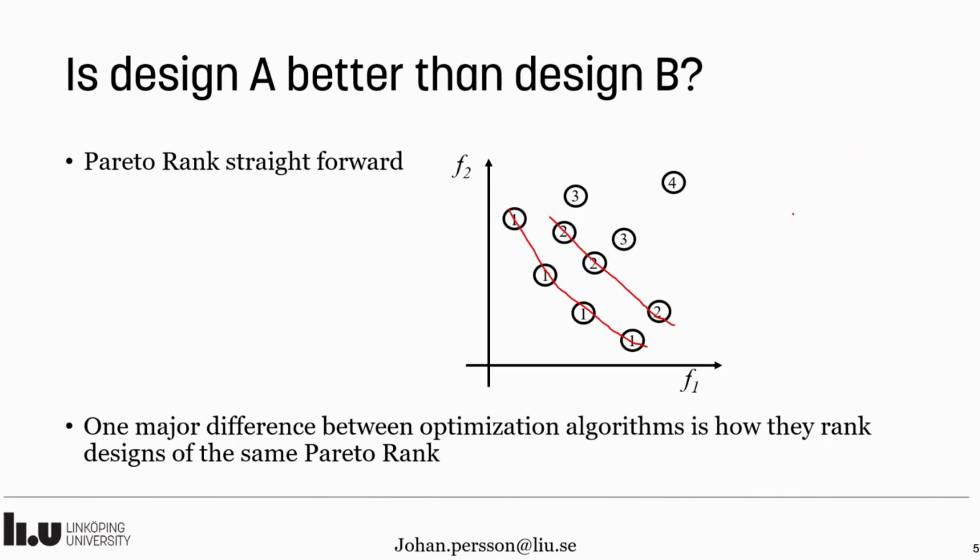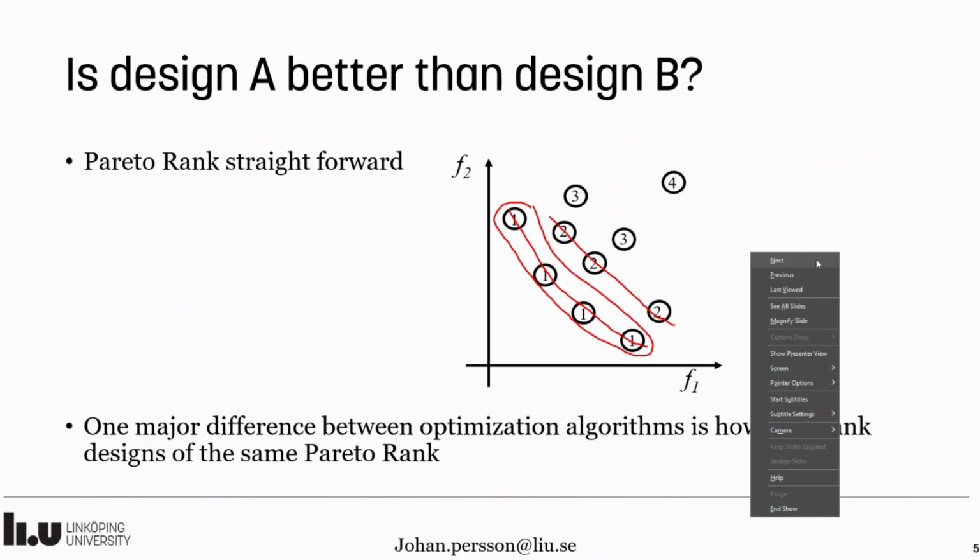So the difference then is how the different optimization algorithms should rank the designs of the same rank. In this case, we have 4 different points of Pareto rank 1. Let's say that we only would like 3 points to be carried over to the next iteration or generation. Then we need to determine which of these 4 points we do not want to have. And how to do that operation is something that differs between different optimization algorithms.